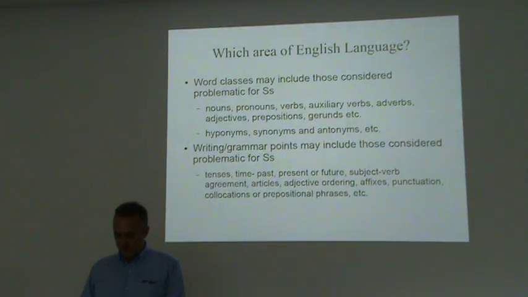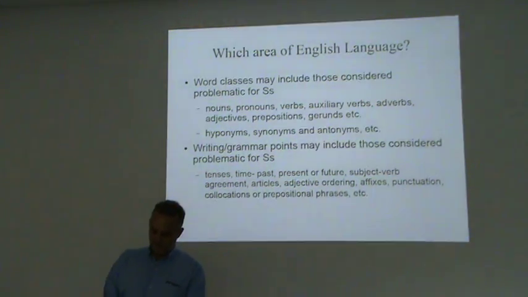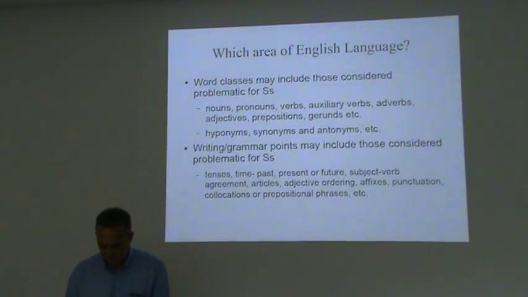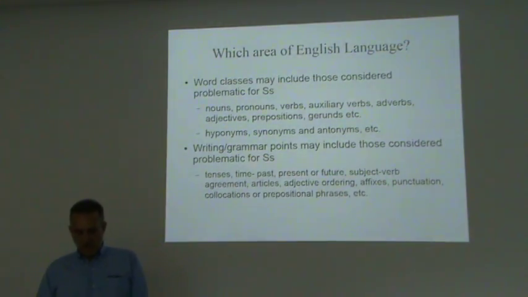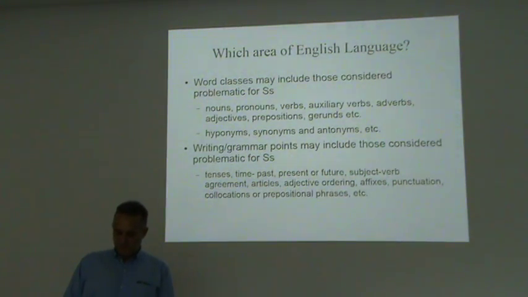Many areas of English language can be used. They include word classes considered problematic for students, for example, nouns, plural nouns, singular nouns, pronouns, verbs, auxiliary verbs, etc. It may even be on writing or grammar points which can be considered problematic for the students. For example, tense or time, past, present or future time, or even, like in this activity, the subject-verb agreement, or articles, adjective ordering, affixes, punctuation, collocations, or prepositional phrases, etc.